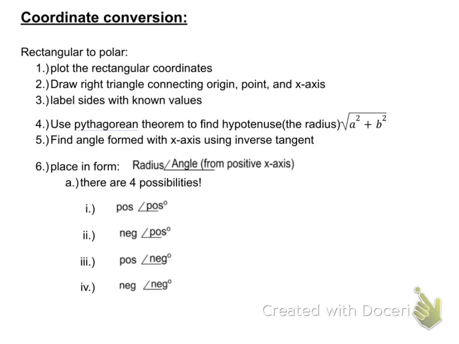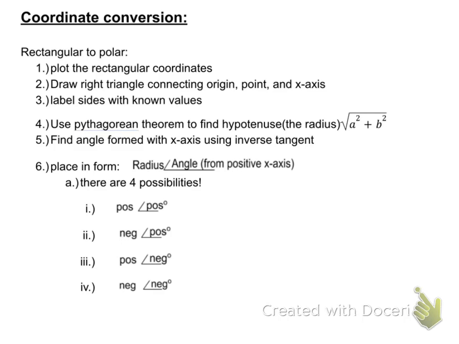So, we're doing coordinate conversion. And here we go. What I'm going to do is ask you to go from rectangular form, i hats and j hats, or i's and j's, to polar form, radius and an angle. But I'm not going to look for one answer. I'm going to look for four answers because there are four answers.